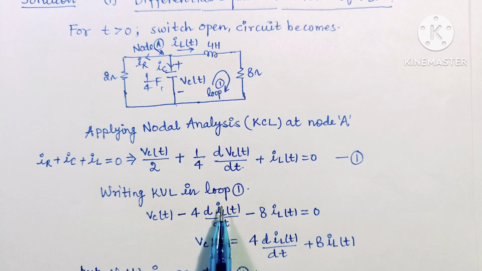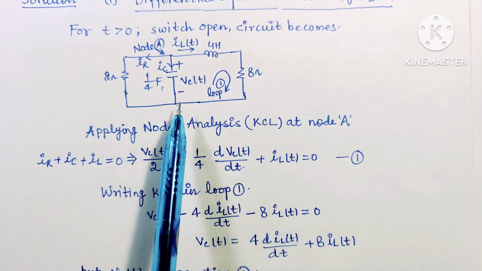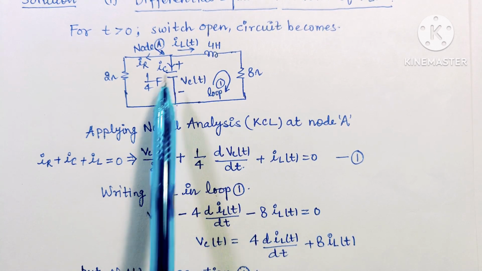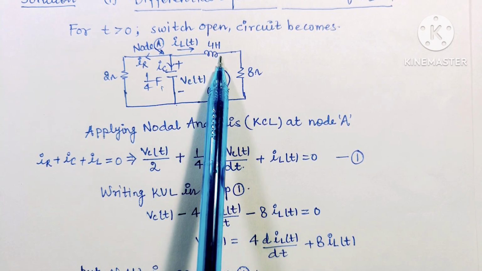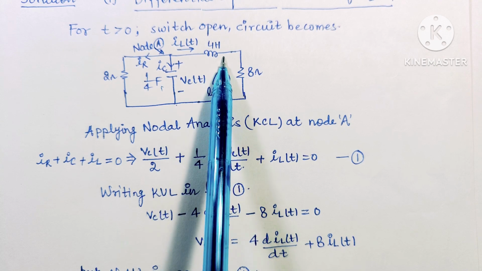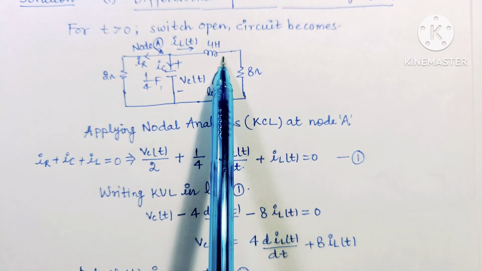If we write KVL in loop 1, then we can find this equation. If we move in this direction to write the KVL, then if we take the second sign of the element, we can write plus vC(t). If we are moving in this direction, then here will be the positive sign and here will be the negative sign, since current is flowing in this direction. So here the second sign will be minus.